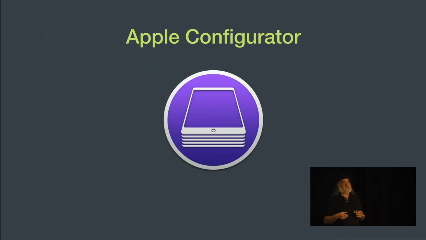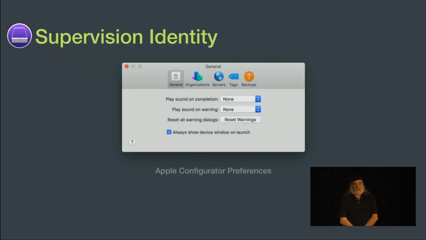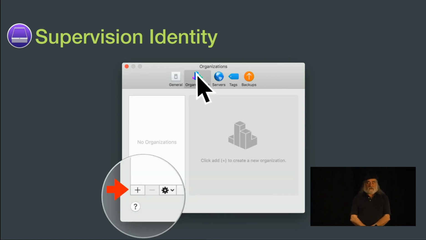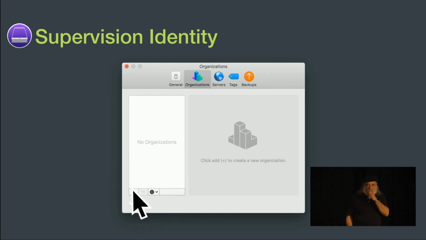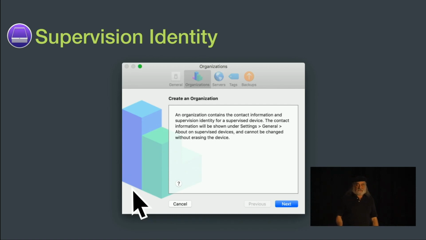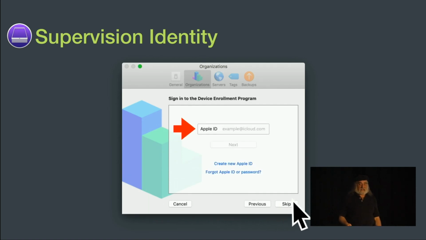Next, let's look at what we have to do for setting up Apple Configurator to be a player in this whole attachment scenario. Basically, we have to do a couple things. We have to create a supervision identity, because the devices have to be supervised in order for us to manipulate them. So in the Apple Configurator preferences, you're going to click the category for organizations. And there's a plus button down there at the bottom. Make sure you see it. You're going to click that and then step your way through a process of creating an identity.